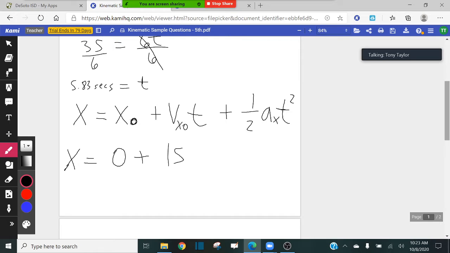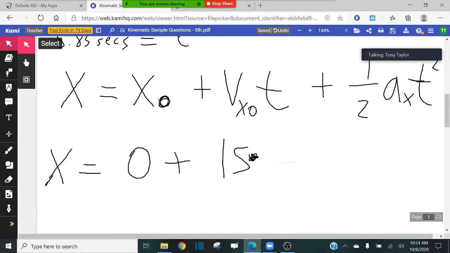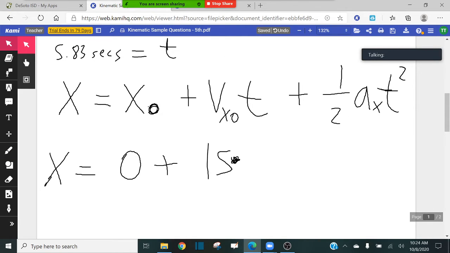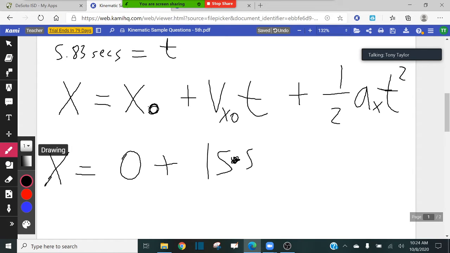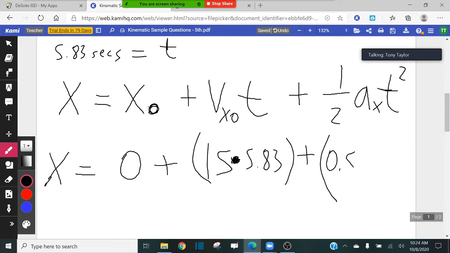We just saw that the time interval of acceleration was literally 5.83 seconds. So let me make this bigger. So this multiplied by 5.83. So 15 times 5.83, all of this plus, remember 1/2 is the same thing as 0.5 times the acceleration of the airplane.